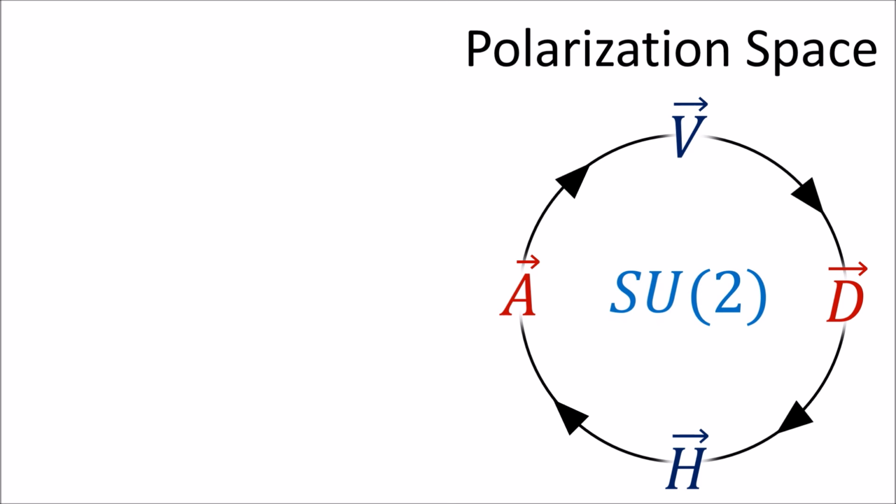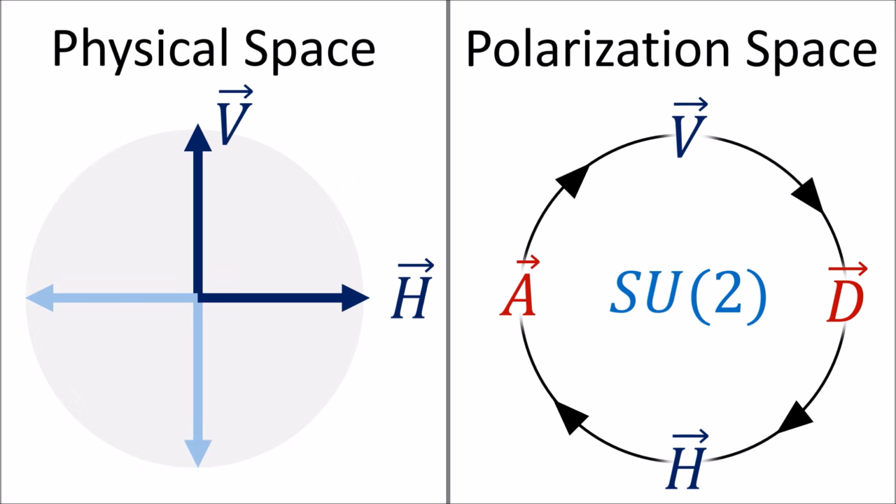In this video, we're going to find that we can rotate between all these polarizations by using special matrices called SU2 matrices. And this will reveal how there's an angle doubling relationship between physical space and wave polarizations. This will show us that Jones vectors are actually spinors.